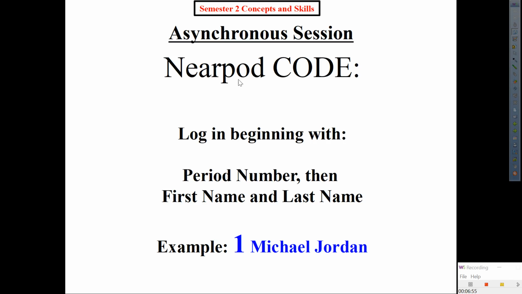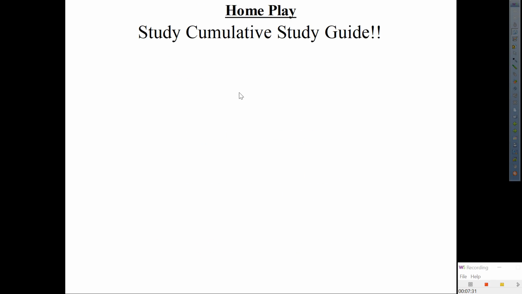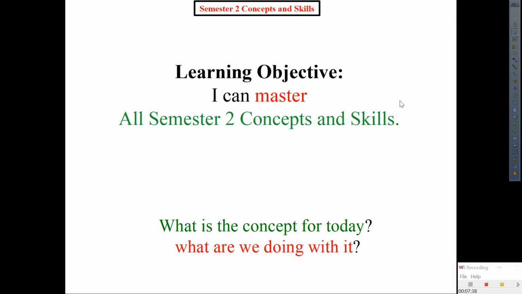All right, so once again, previous home play was to study, and tonight to study. All right. Our objective for today: I can master all semester 2 concepts and skills.